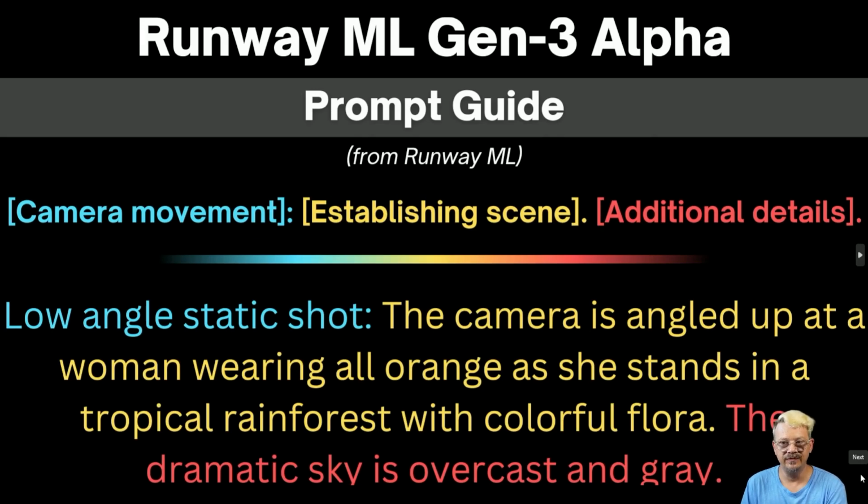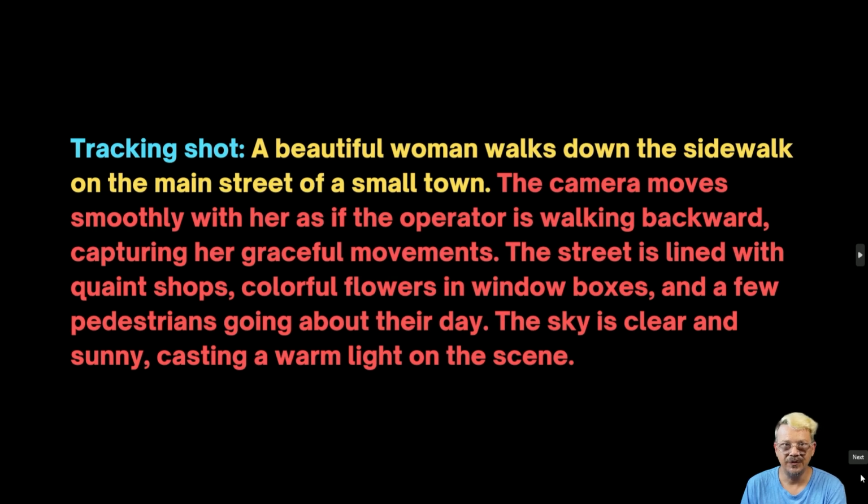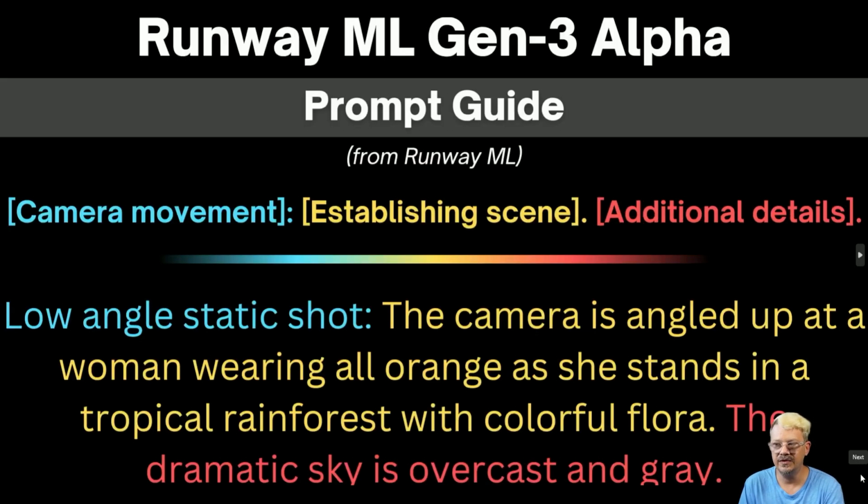They say camera movement and a colon, establishing scene, period, additional details, period. And they give the example of low angle static shot as the camera movement, then the colon. The camera is angled up at a woman wearing all orange as she stands in a tropical rainforest with colorful flora, period. So that's the establishing scene. And then additional details, the extra stuff, is the line that says the dramatic sky is overcast and gray. So that is the recipe that I'm using for each of these prompts. For example, the last one we did for camera movement, it says tracking shot. A beautiful woman walks down the sidewalk on the main street of a small town. That would all be the establishing scene.